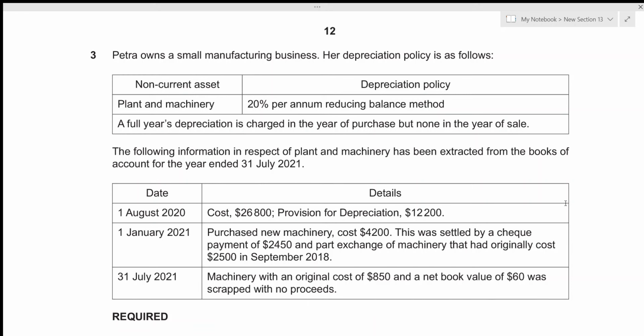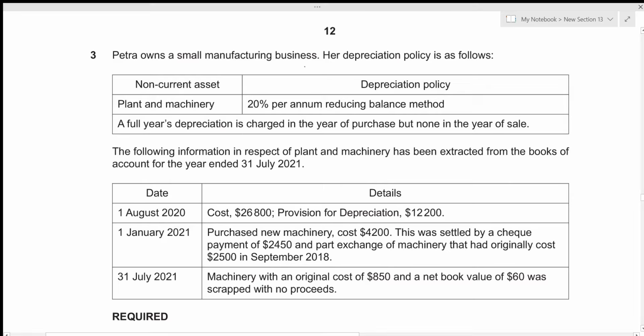Hi everyone, today we'll be going over accounts October-November 2021, paper 2-3, question number 3. This is structured paper 2, which consists of questions of 90 marks, and it also has a time limit of 90 minutes. And since question number 3 is of 15 marks, we will be attempting to solve this question under 15 minutes. So without any further delay, let's get started.